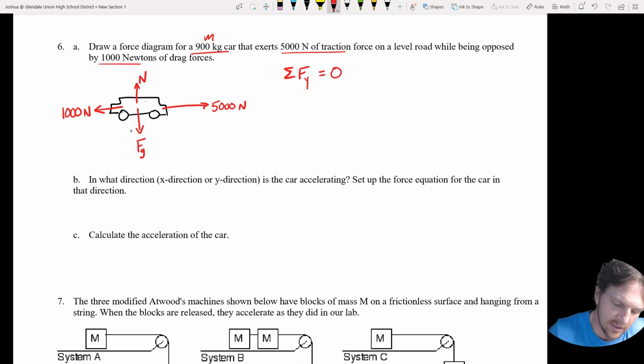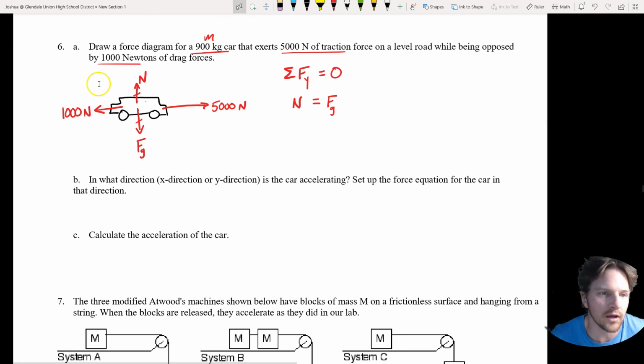So what does that mean? That means that the normal force right there must be equal to the force of gravity. All right, so I can put those little tick marks on those forces to show that they are equal in magnitude.